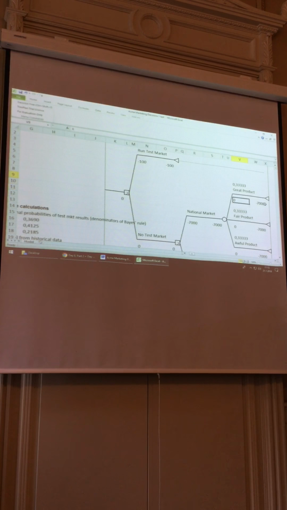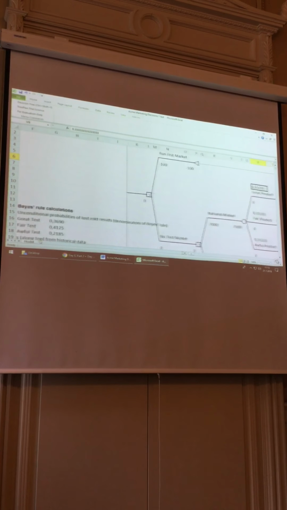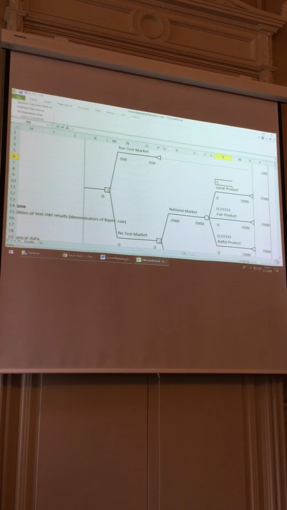Okay, and our probabilities of these things were in which cells? They were in B17, C17, and D17. So I'm going to say equals B17, equals C17, equals D17, equals D17.